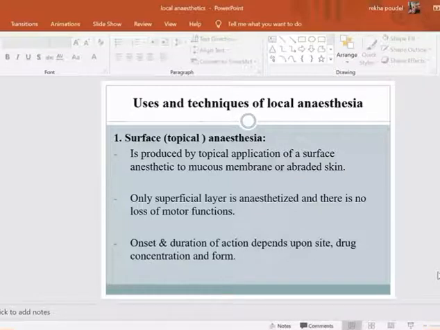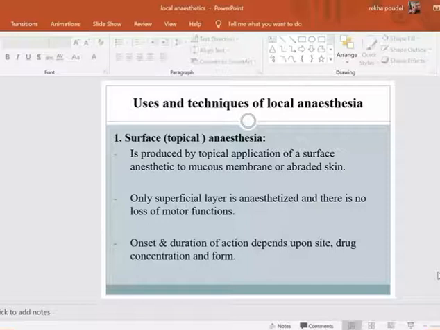Onset and duration of action depend upon the site, drug concentration, and form. So it depends upon the site of application, in which site the drug has been applied, what the concentration of the drug is, and in which form the drug is given, either topically or in injectable form. So it depends upon the site, concentration, and form of the drug.